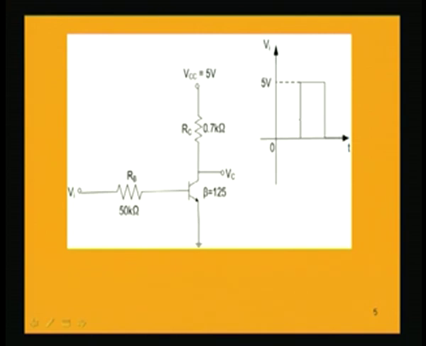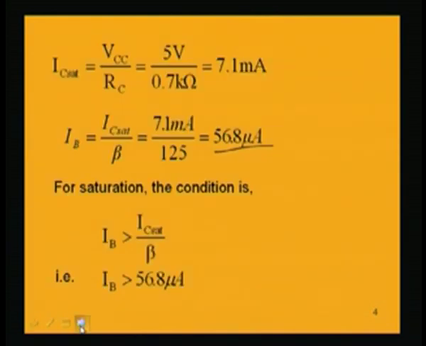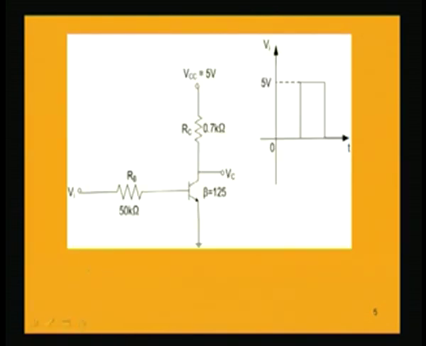Now, if the input voltage is 5 volt, in this circuit we have to find out the voltage at Vc, the collector. When the voltage at the input is 5 volt, the base current can be found out by applying Kirchhoff's voltage law: Vi minus Vbe divided by Rb, which is 50 kilo ohm. So, what will be this base current?